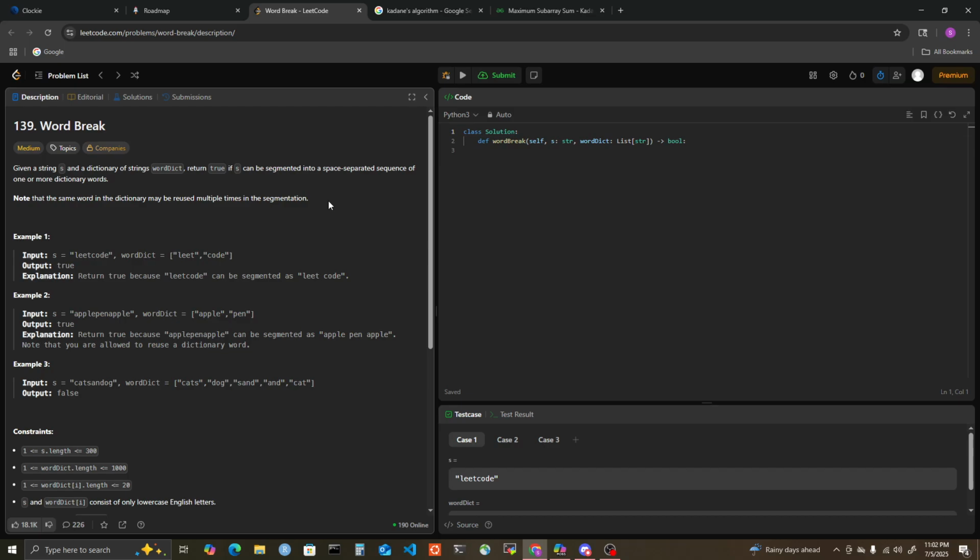Cats and sand would work. But cats and dog would not work. Part where I get kind of confused is where's the DP, the caching? That's what last time I didn't cache or anything. We only need to cache on bottom or top down.